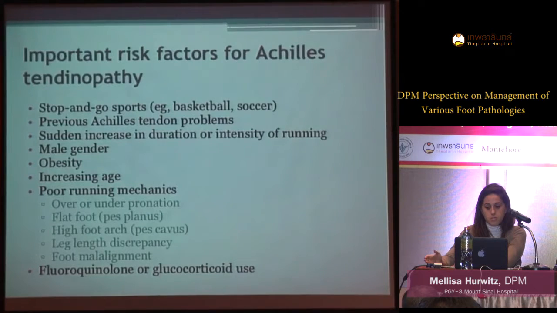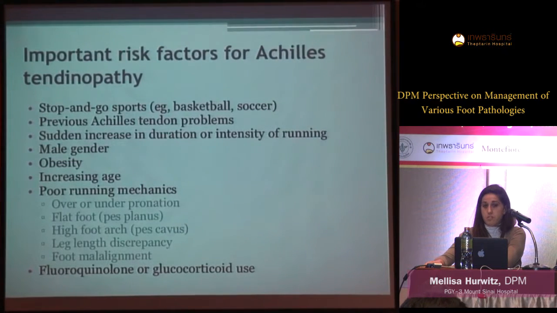So some risk factors for Achilles tendon pathologies are people that play stop-and-go sports. In America, I don't know if they use the term here, we call weekend warrior someone who doesn't really exercise a lot and then they go and try to perform strenuous exercise. A previous Achilles tendon problem can predispose you to have issues with your Achilles tendon, sudden increase in the duration or intensity of running, male gender, obese patients, and poor biomechanics of the foot, such as overpronating foot, flat foot, high arch foot, limb length discrepancy. Also some medicines like fluoroquinolones and glucocorticoids can predispose you to increased risk of rupturing your Achilles tendon, as well as other tendons.